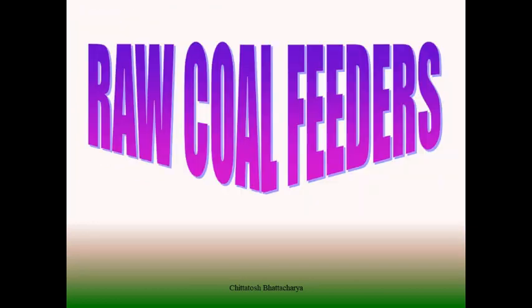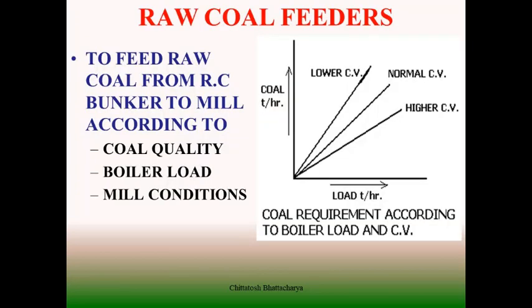Let us now focus on raw coal feeders or RC feeders. As you know, raw coal feeders are feeding raw coal from bunkers to the mill according to the coal quality, boiler load and mill conditions. And as you see, when the load is increased, the quantity of coal flow must be increased. If the coal quality is low, the feeding must be increased further. If the coal quality is high, feeding is reduced.